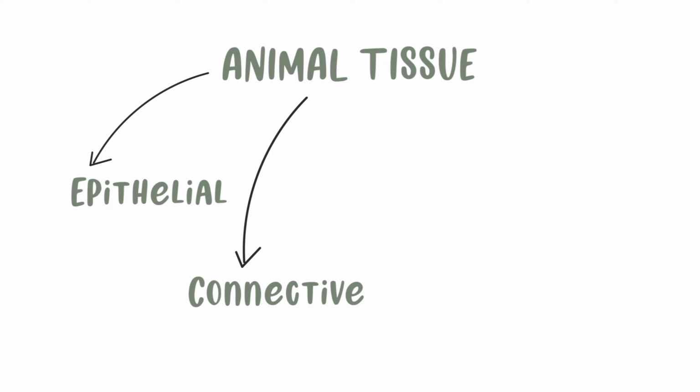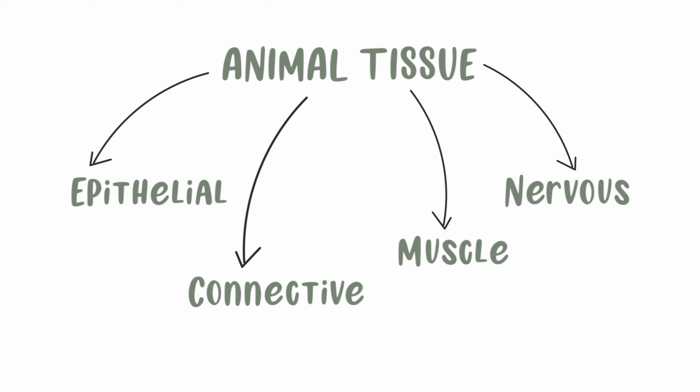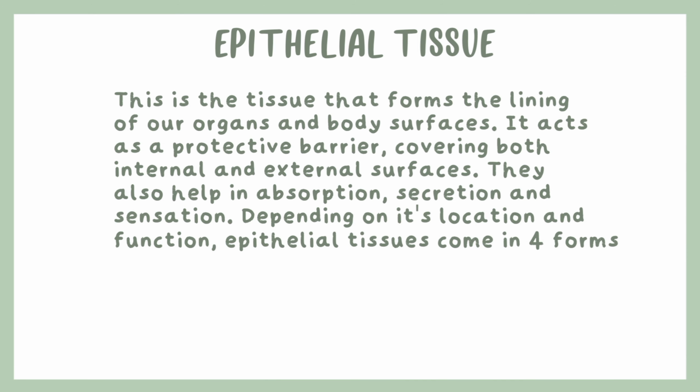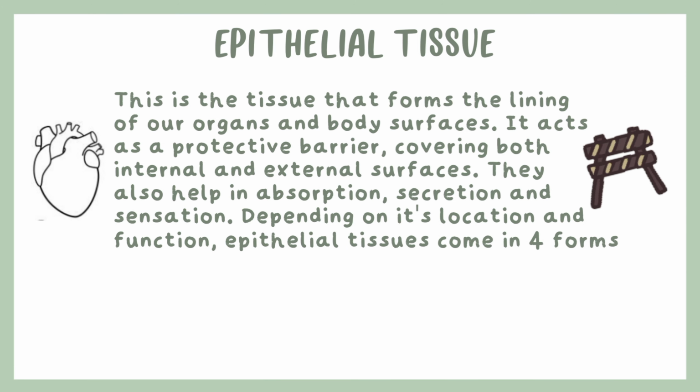So, let's start looking at animal tissues. Animals have 4 primary types of tissues: epithelial, connective, muscle, and nervous. I'll start off with explaining what epithelial tissues are. This is the tissue that forms the lining of our organs and body surfaces, and also helps in absorption, secretion, and sensation. It acts as a protective barrier, covering both internal and external surfaces.